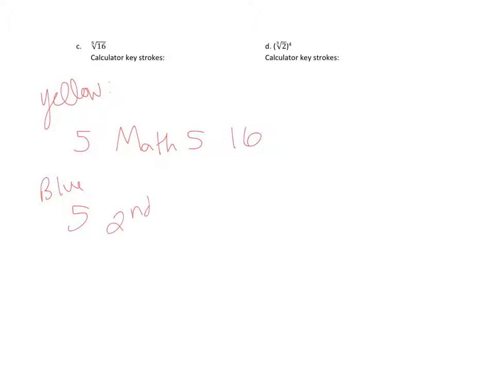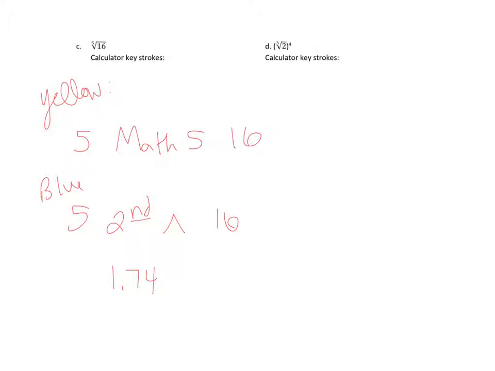Okay, so these are a little bit tougher. If you're on the yellow calculators, you do your index, and then math 5, and then whatever you're taking the radical of. If you're on the blue calculators, you do your index, and then second caret. So pay attention to what calculator you're on. You should get 1.74.